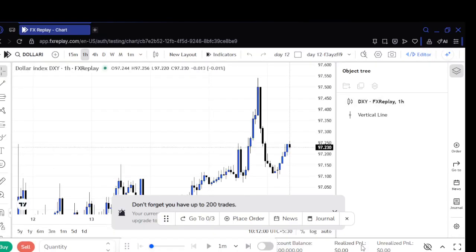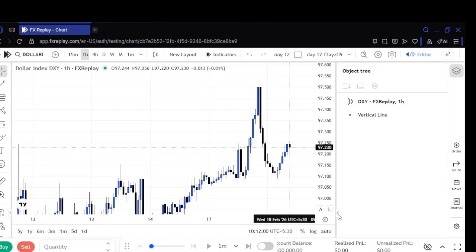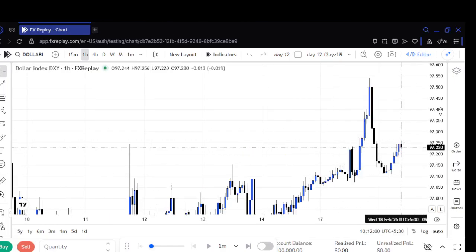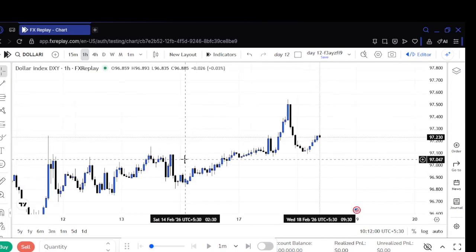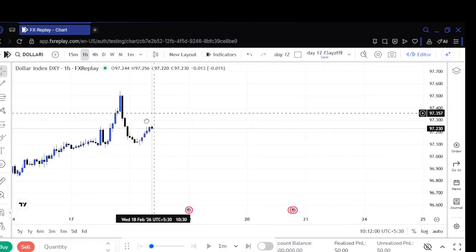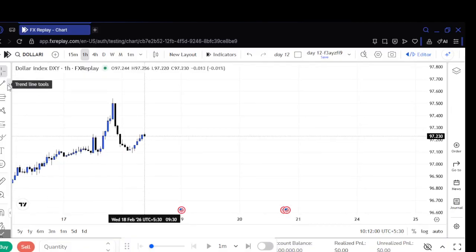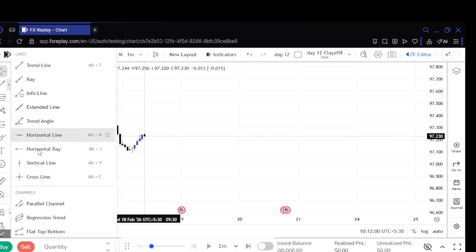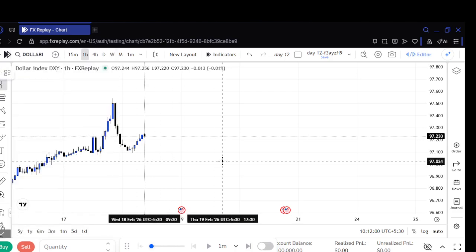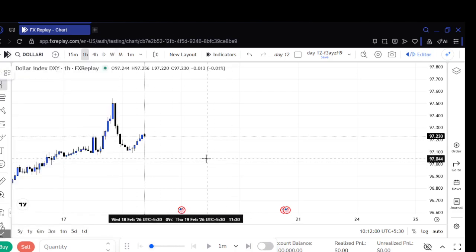I think this is a different kind of approach, and I'm keeping it more simple. I'm using DXY just for the bias only. I'm not going to look at any narratives in this. I'm just going to look only at the bias in here.